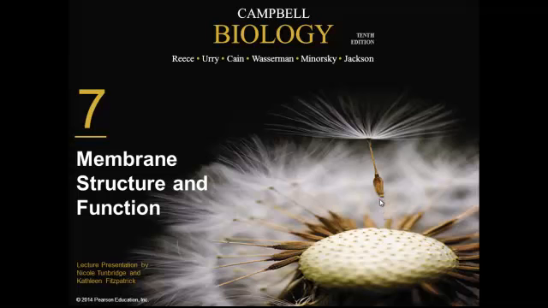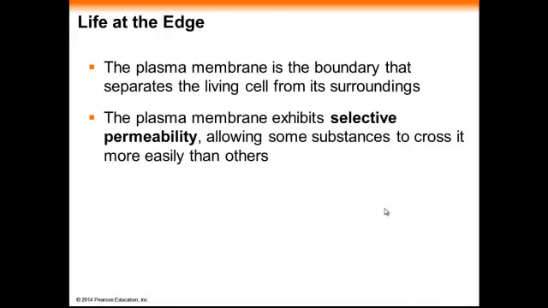In this video, we will discuss membrane structure and function in more detail. The plasma membrane, as we already know, is the boundary that separates a cell from its surroundings. The plasma membrane exhibits what we call selective permeability. What this means is it allows some substances to cross more easily than others, and it actually regulates the passage of materials into and out of the cell, which, as we'll find out, is a very, very important characteristic.